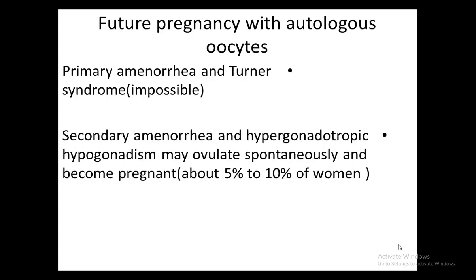Future pregnancy with autologous oocytes: in primary amenorrhea and Turner syndrome it is impossible. In secondary amenorrhea and hypergonadotropic hypogonadism, women may ovulate spontaneously and become pregnant in about 5 to 10% of cases.